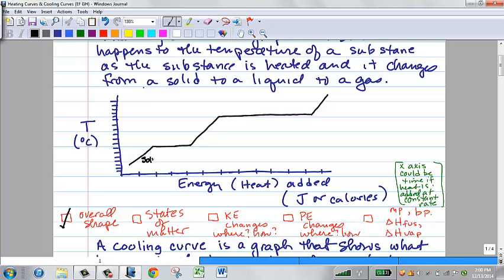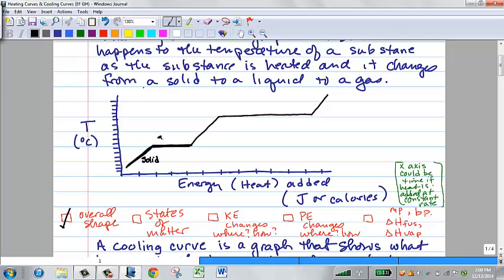A heating curve shows how temperature changes as energy is added, and a cooling curve shows how temperature changes as energy is removed. Eventually we get to a point where the molecules are vibrating so quickly that they break their bonds and form a liquid. Time will always be the independent variable on the x-axis, and temperature the dependent variable on the y-axis. That's what is happening at this plateau.